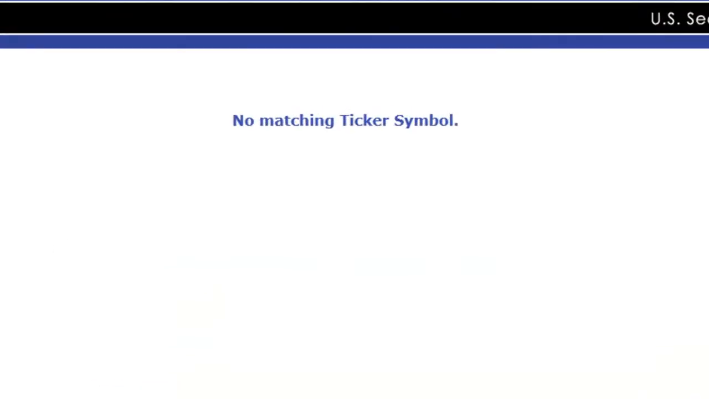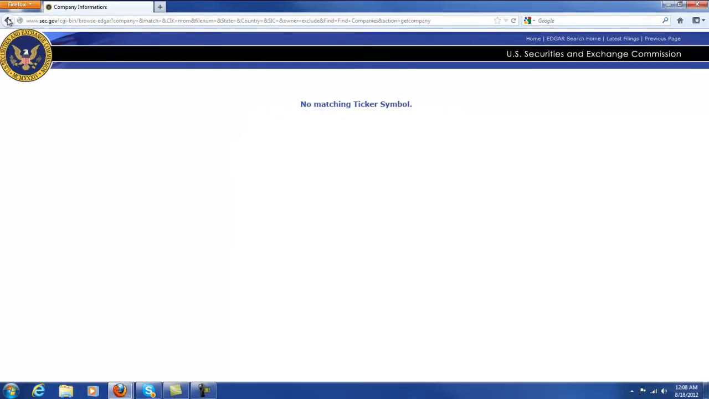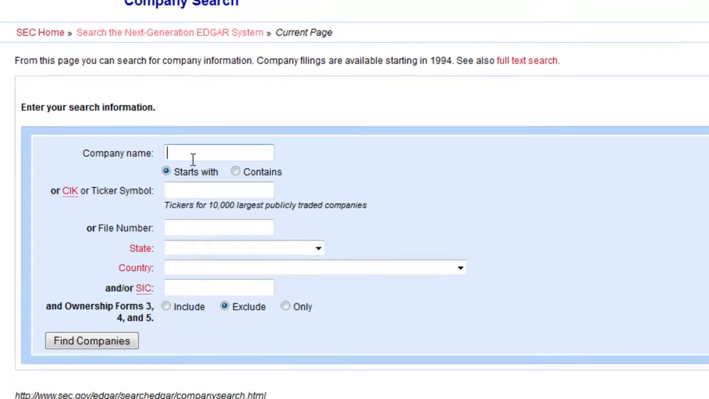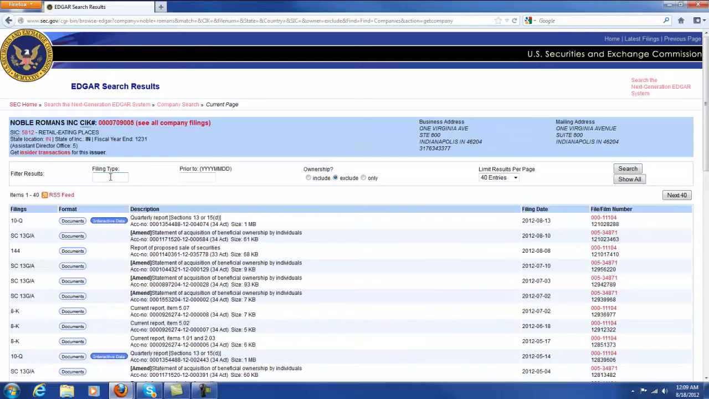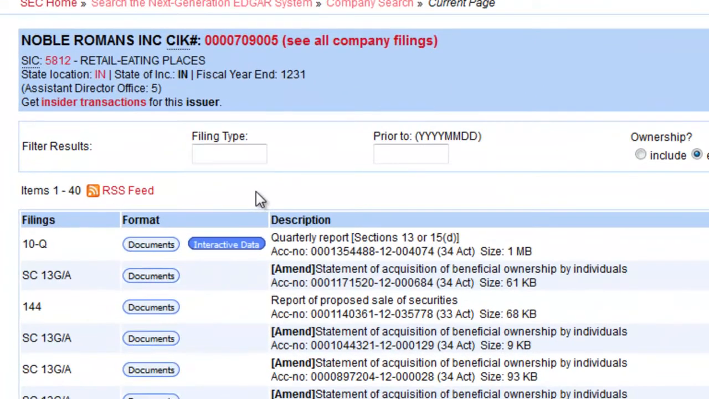Oops, we get a result: no matching ticker symbol. But I know for sure that this is the right ticker symbol. So let's go ahead, and instead of using the ticker symbol, let's type in the company's name, Noble Romans. And now we are taken to a page exactly where we want to be.